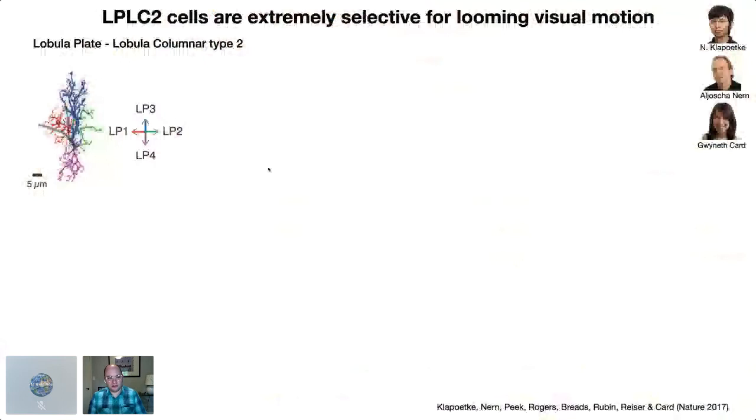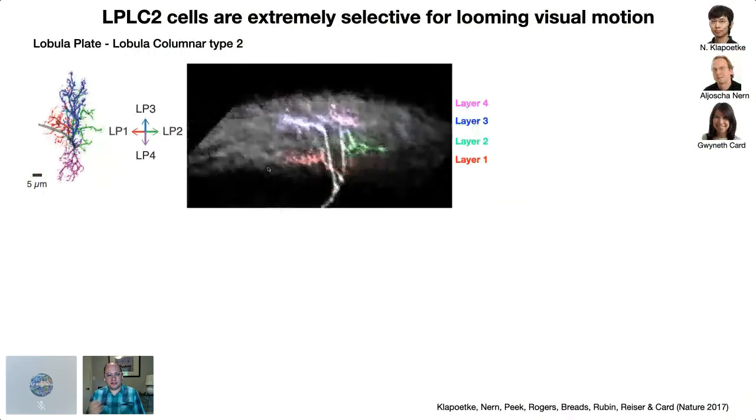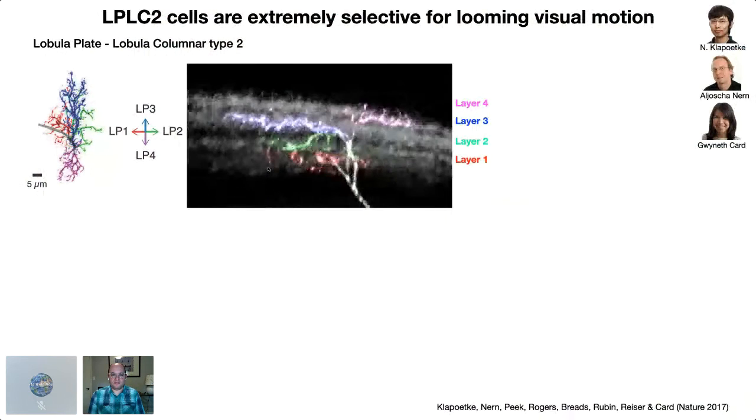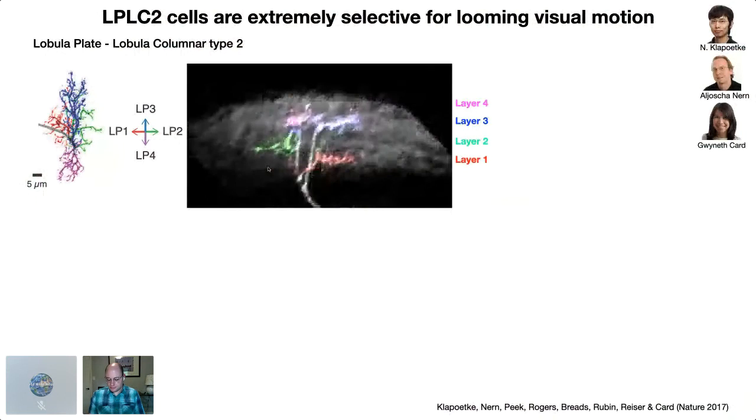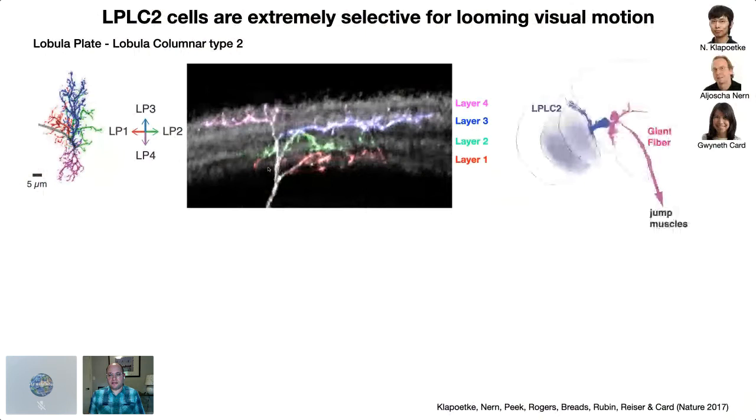So again, Alyosha Nurin, our anatomical hero, colleague and collaborator, identified the so-called lobular plate lobular columnar type 2, LPLC2 neurons, which have this cross-shaped arborization in different layers of the lobular plate, which we've color-coded in here. And you can see in the spinning one, there are dendritic fields which radiate outward from a single location on the eye. Now that is a single neuron, and these neurons form a population of about 100 of these cells, which tile the entire eye and project directly to the giant fiber.